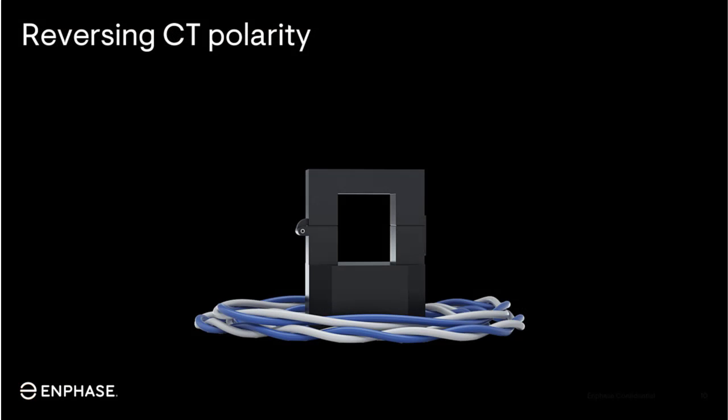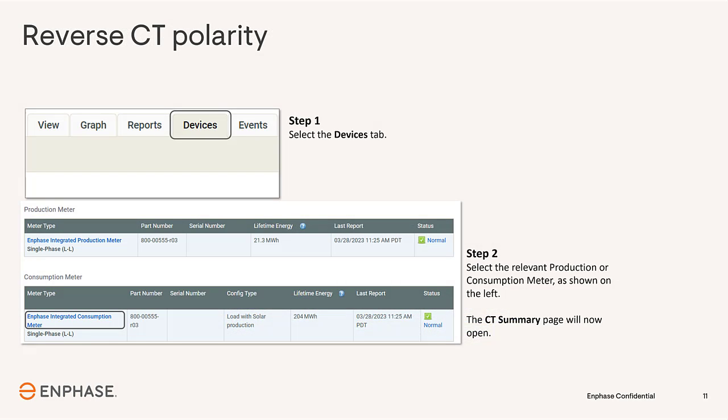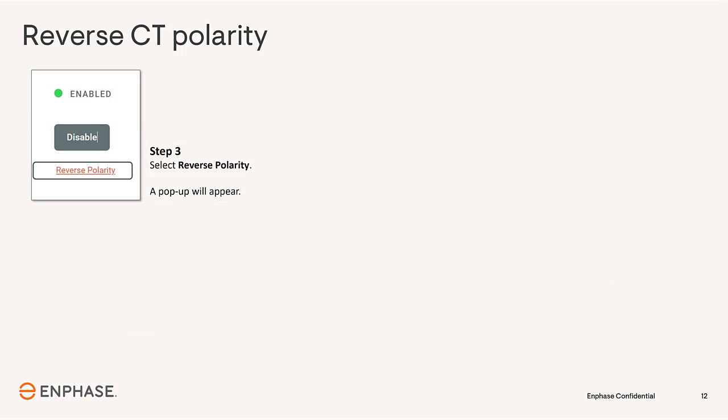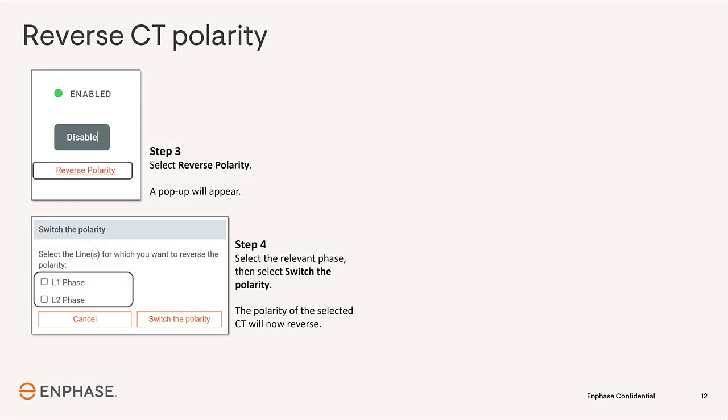After all of the checks have been completed and you've verified that the CT is incorrect, you can now reverse the polarity of the CT. Navigate to the Devices tab and scroll down to the CT section. Select the CT that needs to be corrected. Click on the Reverse Polarity link, then select which phase needs to be switched. Check the box and then click the Switch the Polarity button.